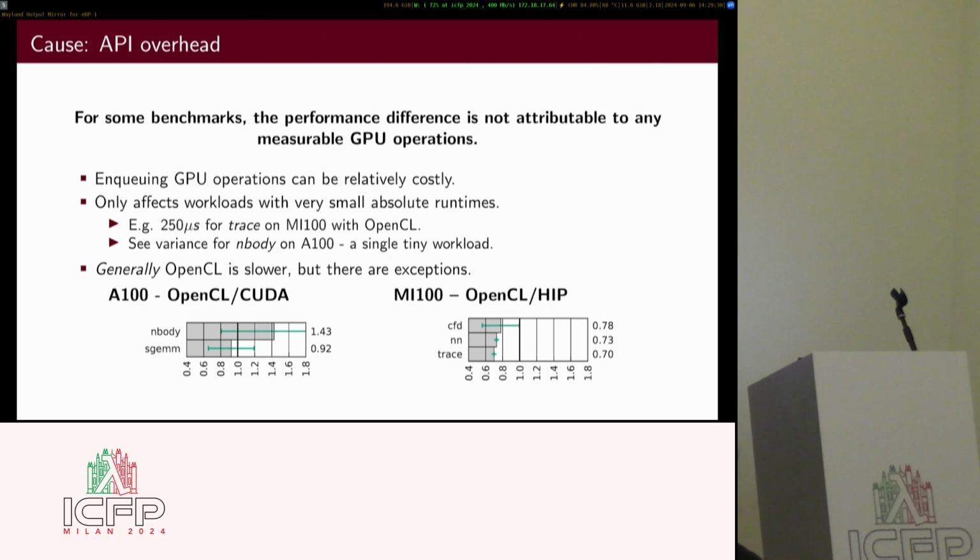Sorry, no, other way around. It's higher with OpenCL than CUDA. That's why we see this large variance here. So for some data sets, OpenCL is much faster than CUDA. And similarly here for the MI100 for some of the data sets. That is, of course, not really great. Generally, OpenCL is slower, but there are exceptions.